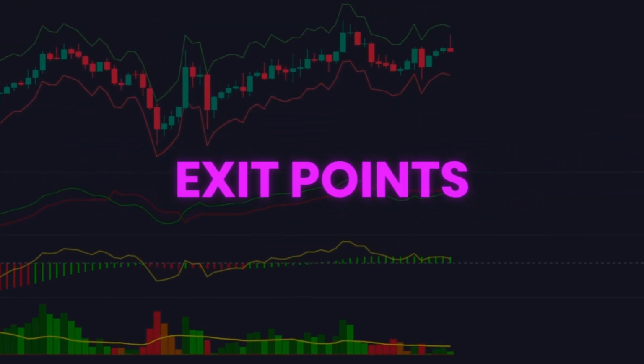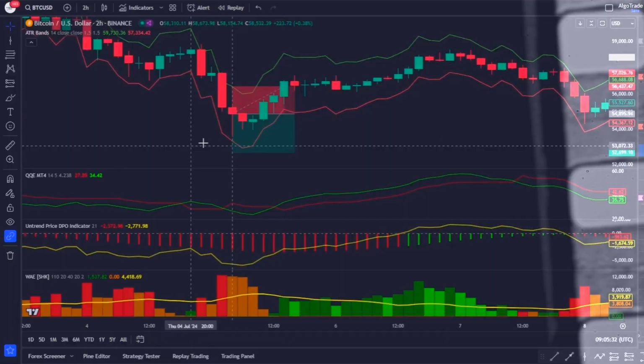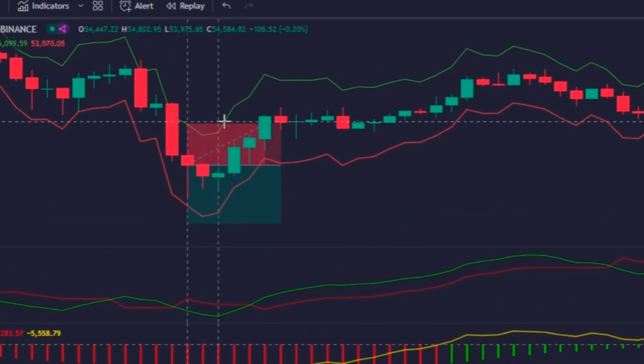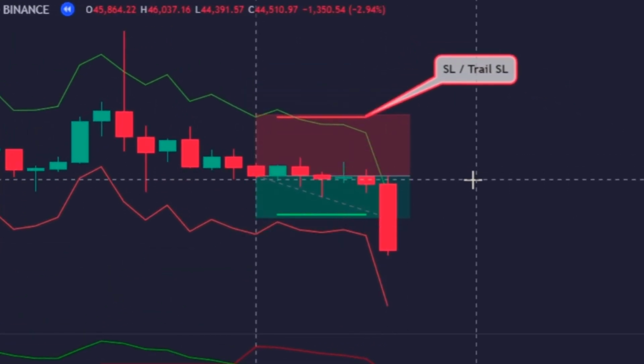Then, regarding the exit points, there are 3 different possibilities that can happen. The first one is, of course, if the stop loss is hit. The second one, regarding the take profit, happens in the following way.